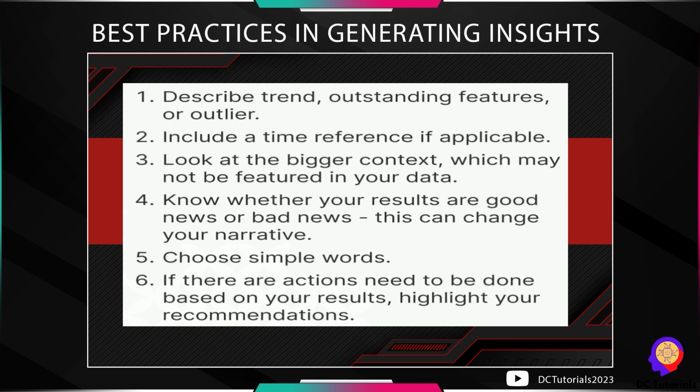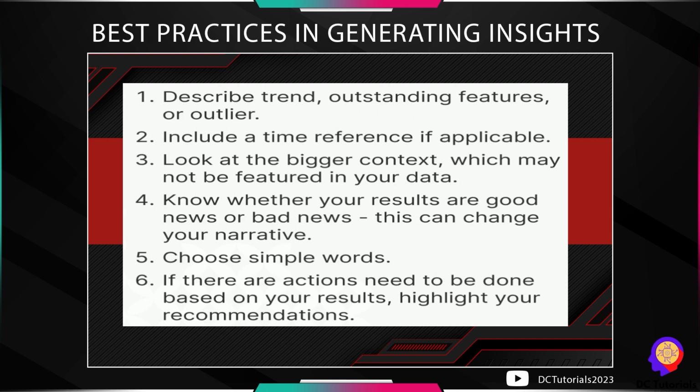Number 1, describe trends and outstanding features in the charts, which can be your essential statistics or some outliers. You can put callouts within the charts to emphasize the points that you are highlighting. Next, include a time reference if applicable. When you have a time component in the data, you may also check if you can draw something out of the time points. Let's say in June 2022 or in the first quarter of 2021, then you will tell something about what happened there. Number 3, look at the bigger context.